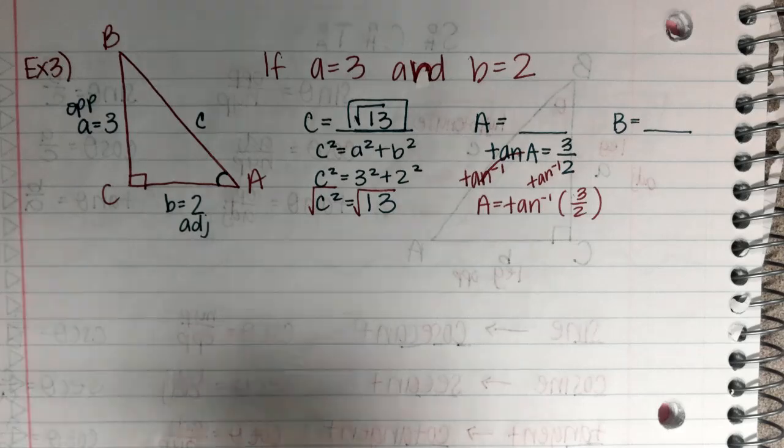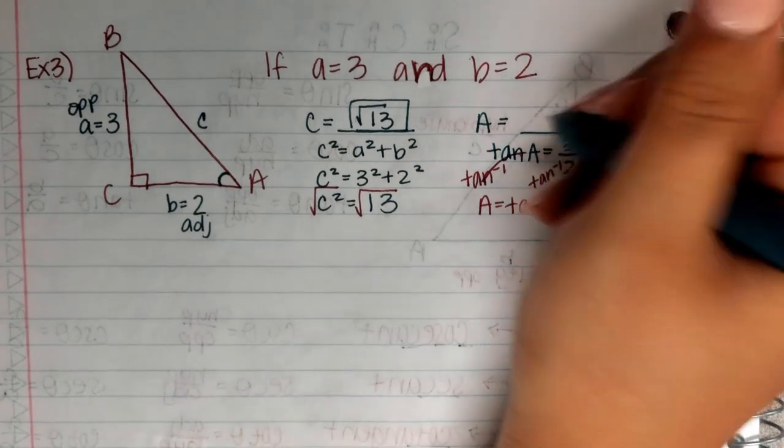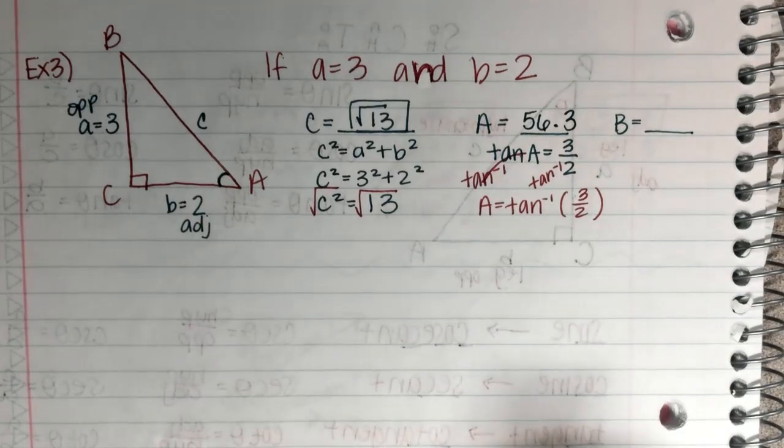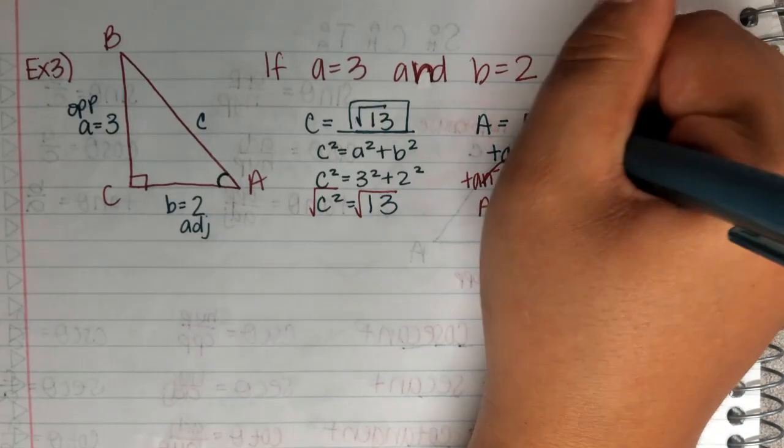What is my answer? 56.3. Only one decimal. Why? Angles. But this would still be wrong. Degrees.